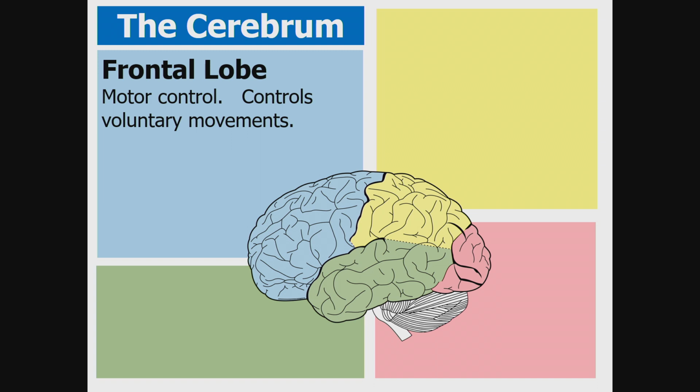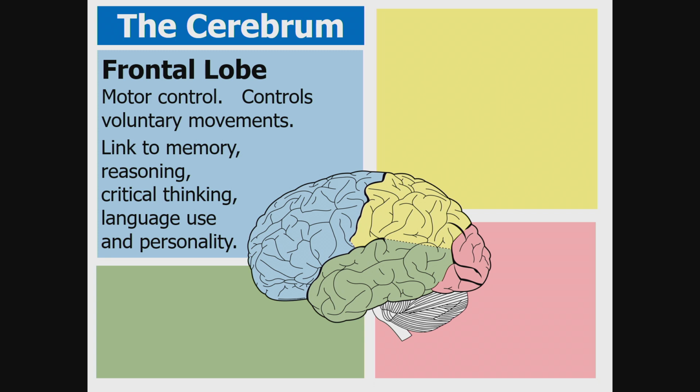So in the cerebrum, we have the frontal lobe, which controls motor movement, so voluntary movements, so information traveling to the skeletal muscles. It's also linked to memory, reasoning, critical thinking, language, and personality.